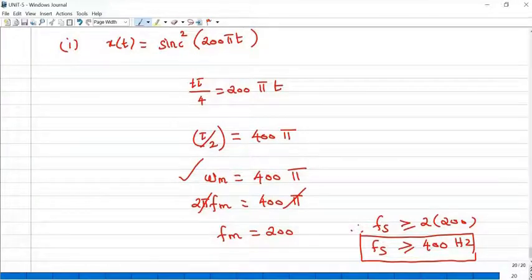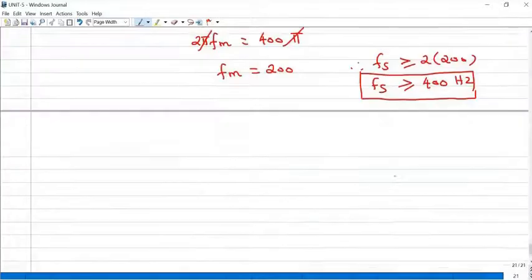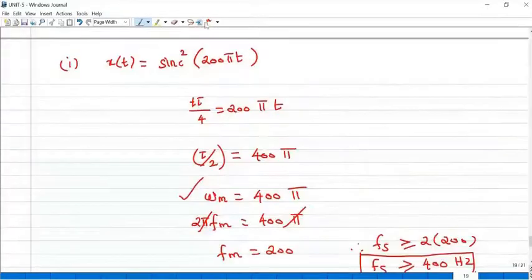So if a sinc pulse is given, check whether it is sinc or sinc square. If it is sinc, whatever the content is given, that is tau by 2, so you can directly consider it as your omega m. If it is sinc square, this entire term is equivalent to t tau by 4, so you have to find tau by 2. Tau by 2 is the actual omega m.